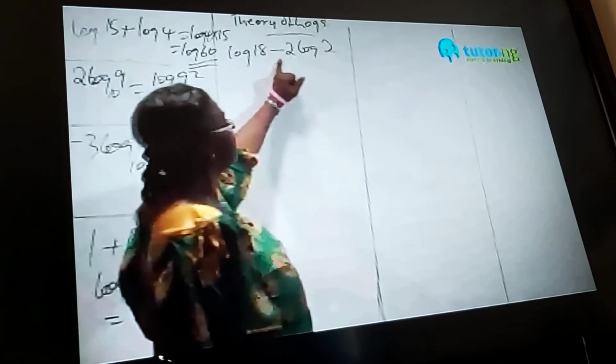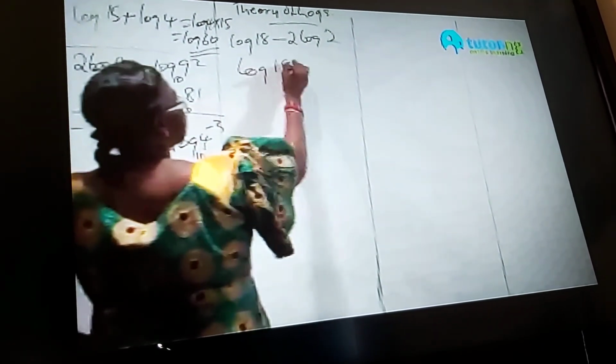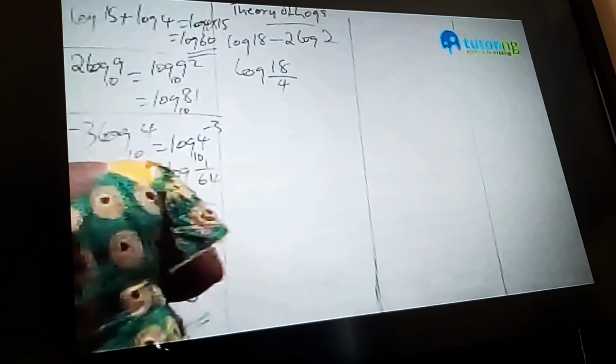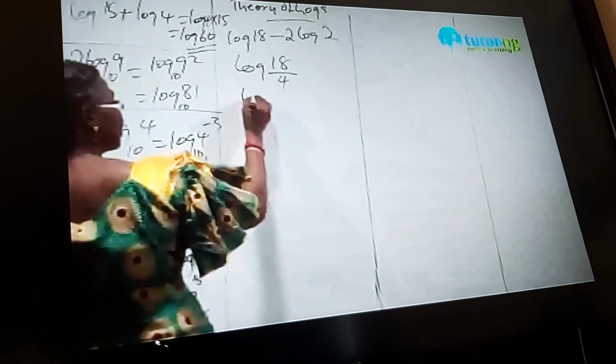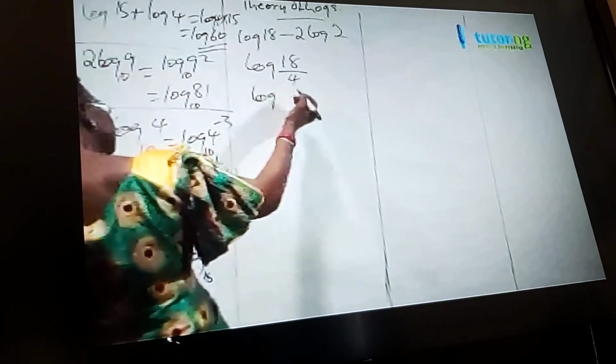Minus means what? Division. This 2 means what? Power. So you get log of 18 divided by 2 raised to the power 2, which is 4. And so you get log 9 over 2, which is 4.5, or I leave it as 9 over 2.